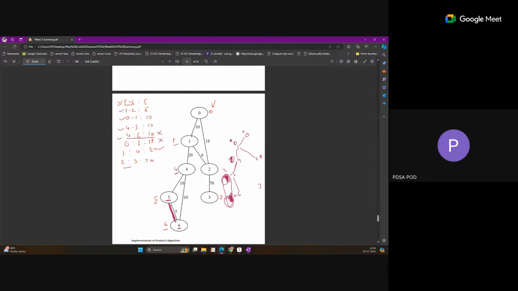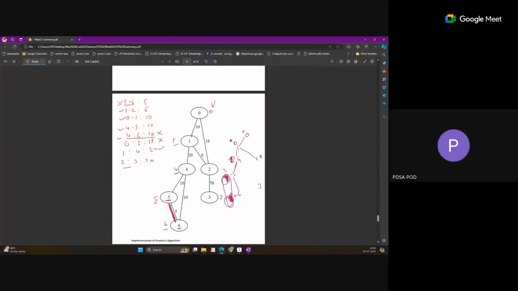Now 2 and 3: you can see 2 is 0 and 3 is 3, still not connected. So when we connect this 2 and 3, the 2's component is 0 and that will also be assigned to 3, component 0. So now you can see all vertices have the same component 0 and all are connected. So this will be considered a minimum cost spanning tree.